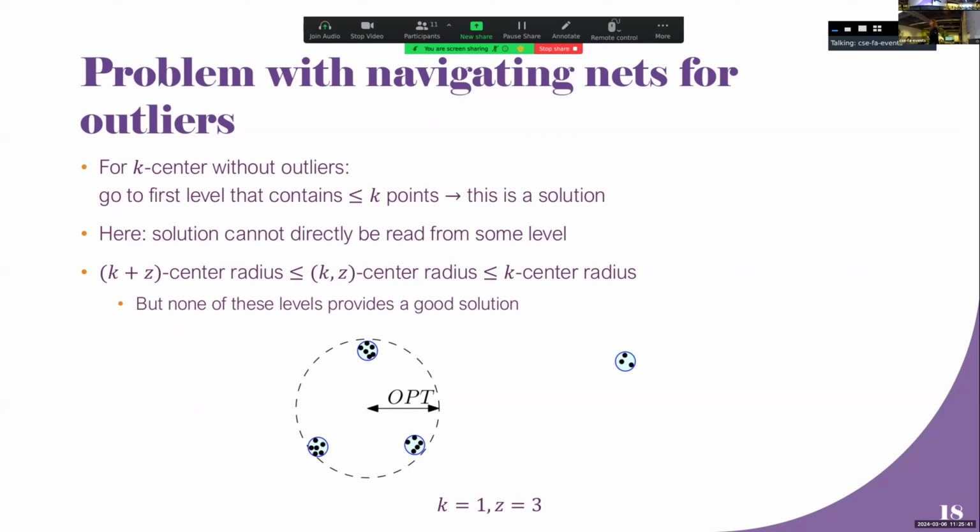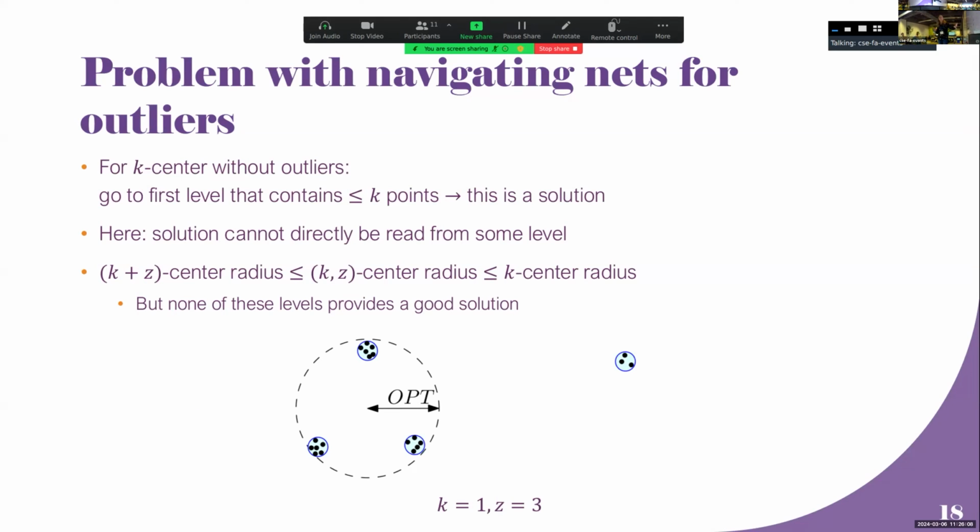So the problem with the navigating nets in the case of outliers is that usually it is a good idea to just go to the first level that has at most k many points, and that can yield a 2+epsilon approximation. But in our case, it is not clear to which level we should go, because there's no level that guarantees us a good approximation.